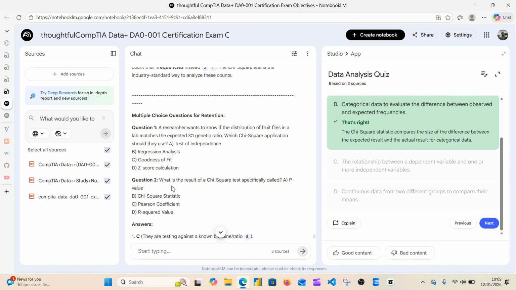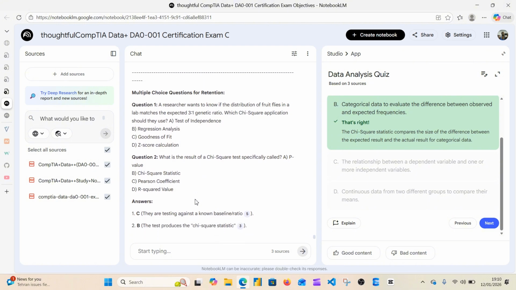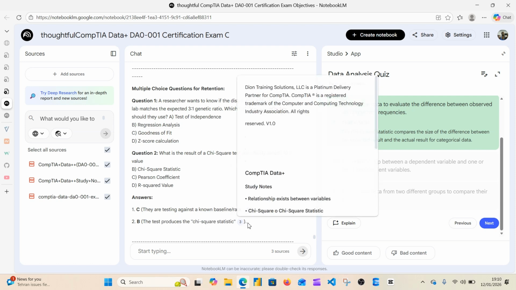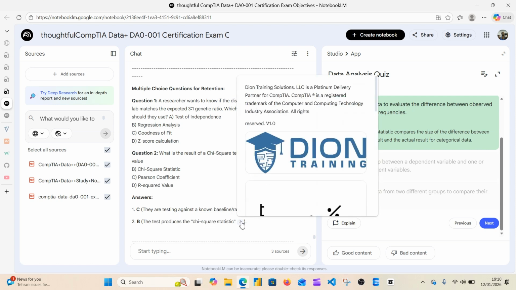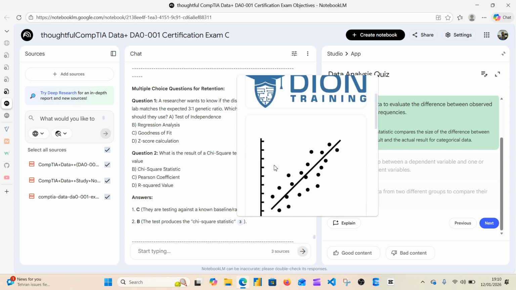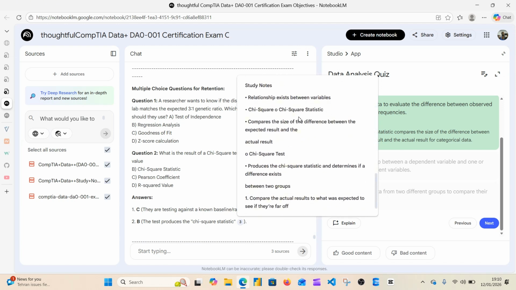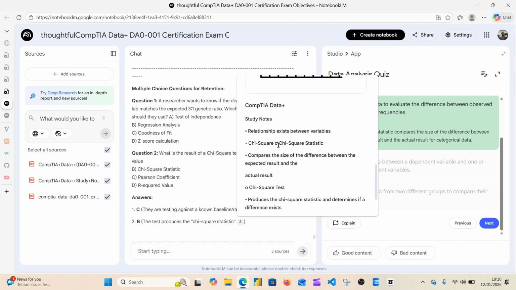Then the next question. What is the result of a chi-square test specifically called? A. P-value, B. chi-square statistic, C. Pearson coefficient, or D. R-squared value. I know this. It's B. Chi-square statistic. There we go. The test produces the chi-square statistic. Perfect. And of course, the sources back it up as well.